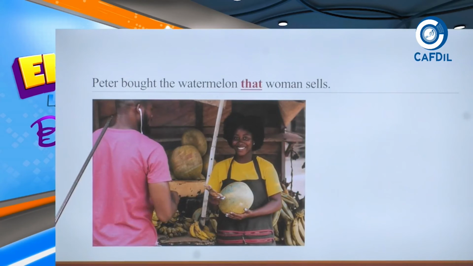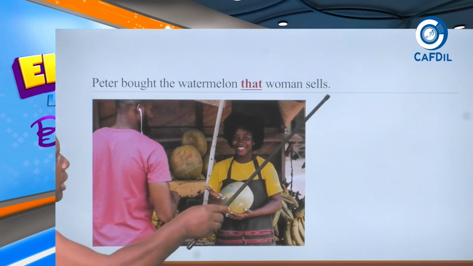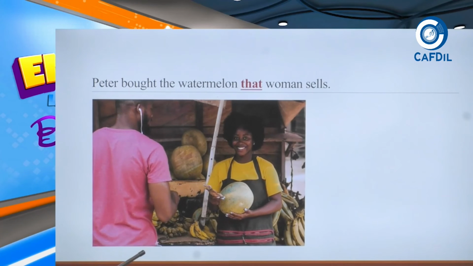Next sentence. Peter bought the watermelon that woman sells. Let's take it again. Peter bought the watermelon that woman sells. So in the picture, what do we see? We can see Peter with this watermelon seller trying to bargain to buy the watermelon. So we see that the woman is holding the watermelon, going to give it to Peter.